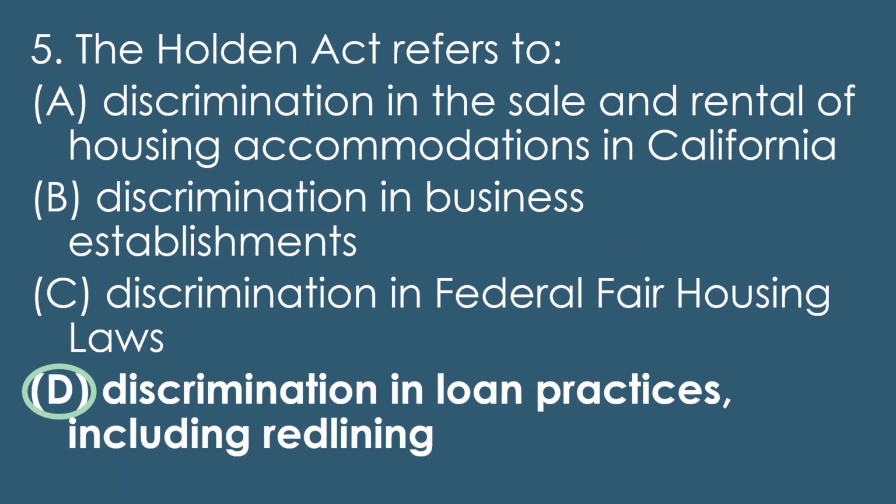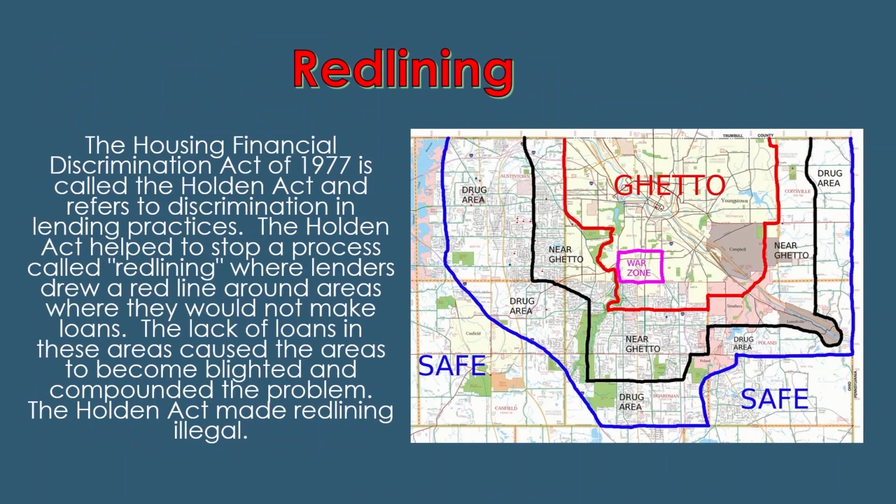And to talk a little bit more about redlining, so remember, redlining is illegal. The Housing Financial Discrimination Act of 1977, which is called the Holden Act, refers to discrimination in lending practices. The Holden Act helps to stop a process called redlining. This is when lenders drew a red line around areas where they would not make loans. The lack of loans in these areas caused the areas to become blighted and compounded the problem. The Holden Act made redlining illegal.